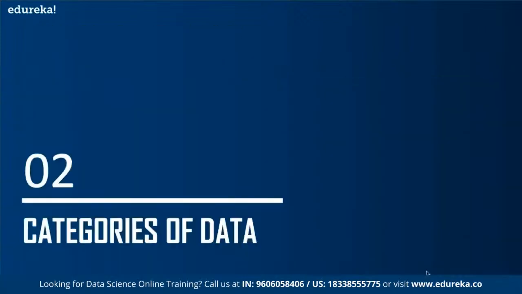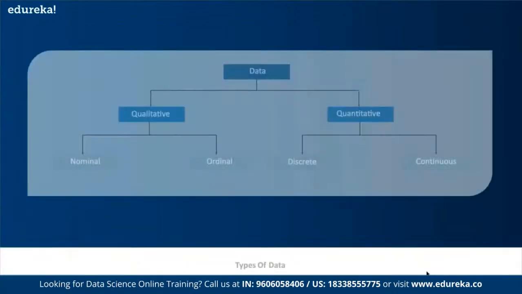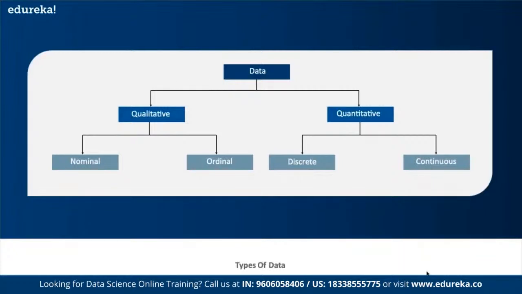Now let's understand the different categories of data. When we are working as a data scientist, there are basically two main categories of data: qualitative data and quantitative data. In qualitative data, we have nominal and ordinal, whereas in quantitative data, we have discrete and continuous data. So these are different categories of data, one divided in terms of quality and the other divided in terms of quantity.